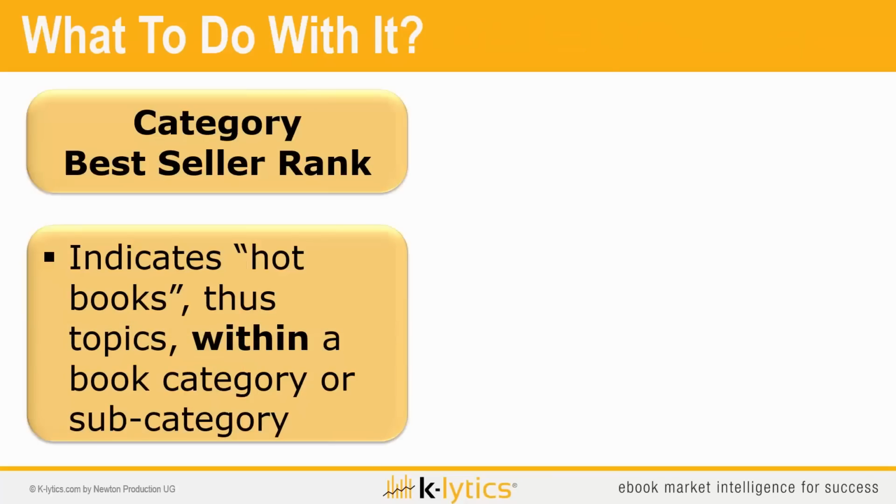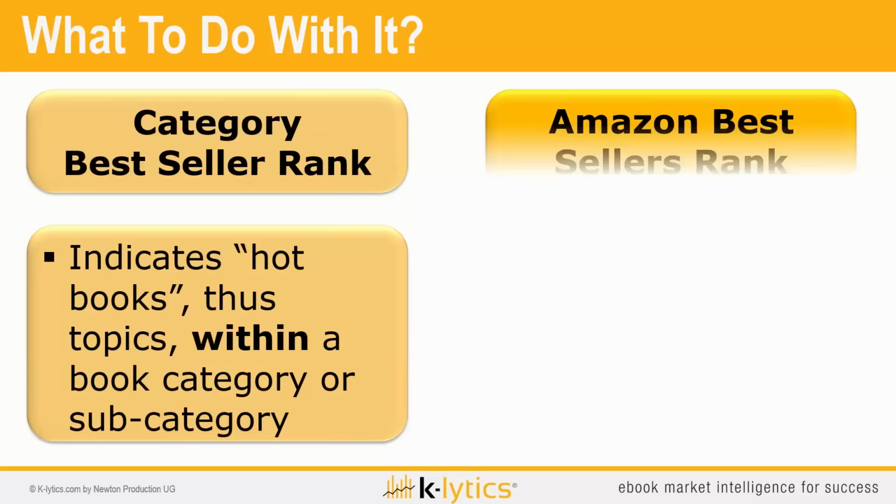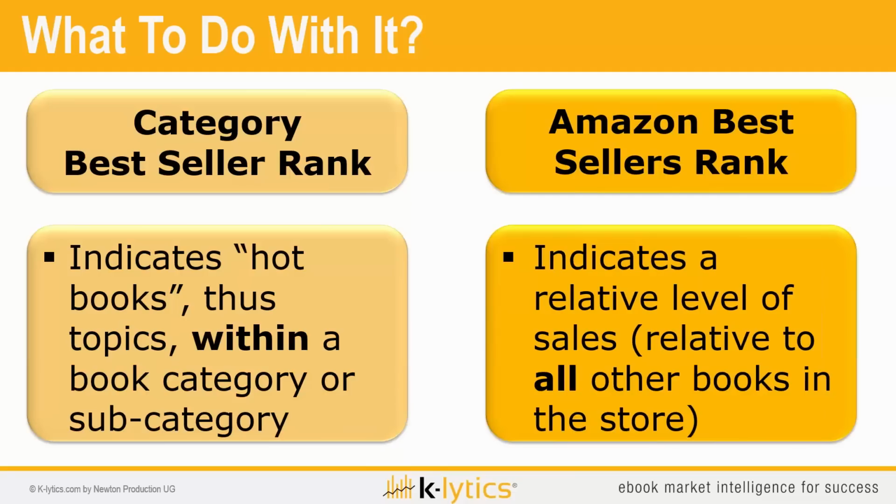Now, what to do with it? Both of these values have their uses. If you want to research your market and be proud and boast towards your family that you're a bestseller, the category bestseller rank on the left-hand side has its value because it will indicate what is hot within a certain genre, within a certain category. And on the other side, the Amazon bestsellers rank will indicate the relative level of sales compared to all these other books, remember the picture, that is the bottom of that mountain.